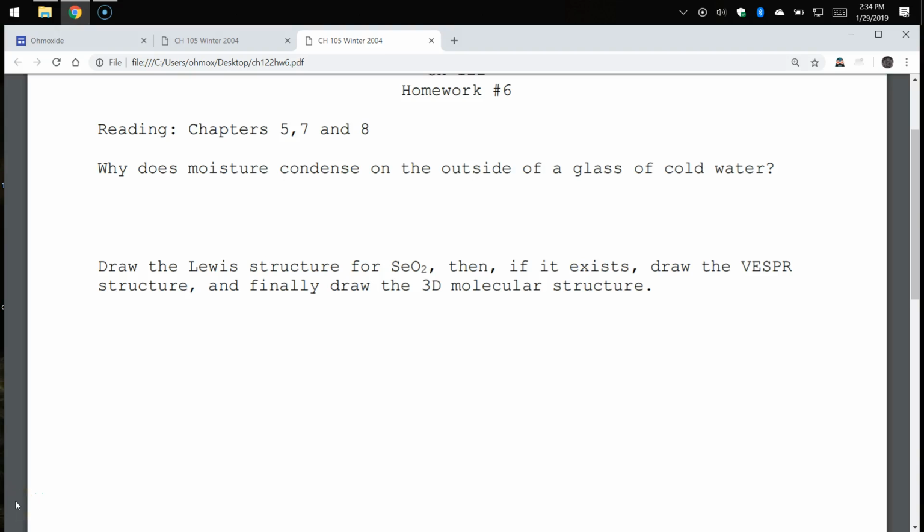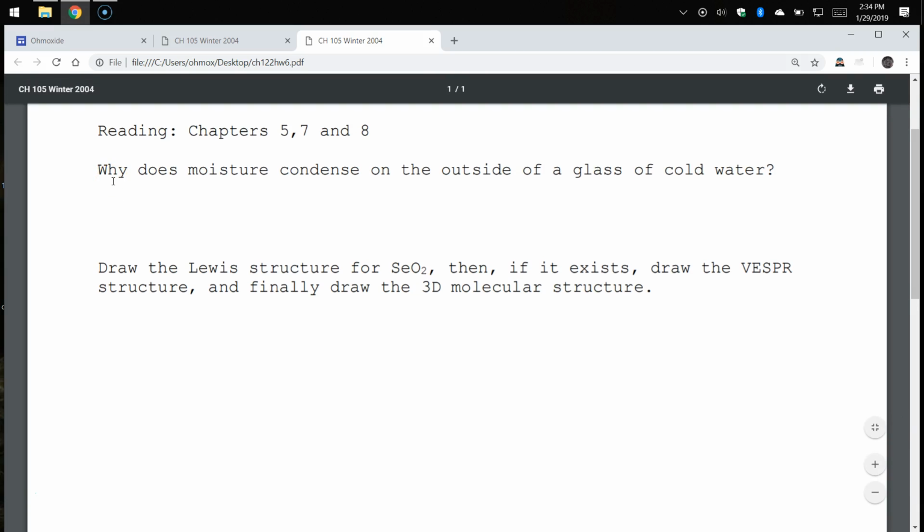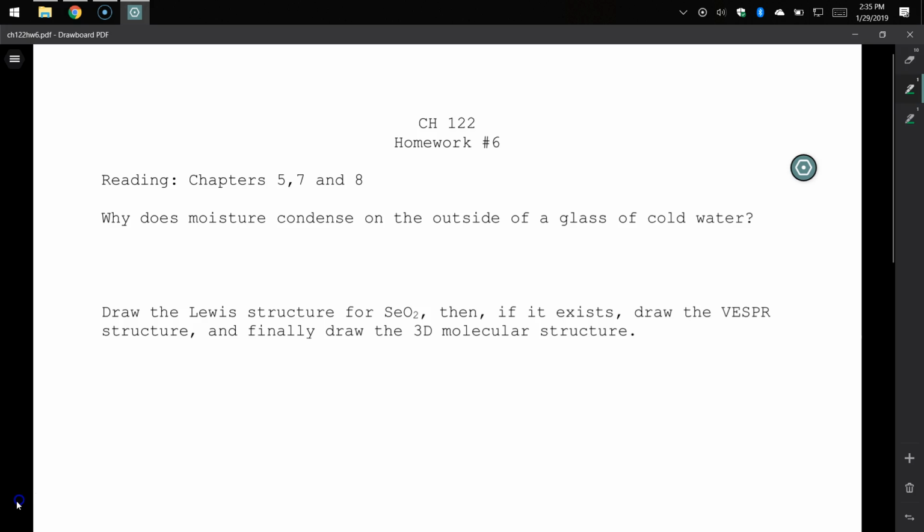Okay, how about this first one about cold glass condensation? Water vapor in the air is being cooled by the cold water. So you can say that the gaseous water is going to have more energy than the water that's on the glass. So the energy is being transferred to the glass.